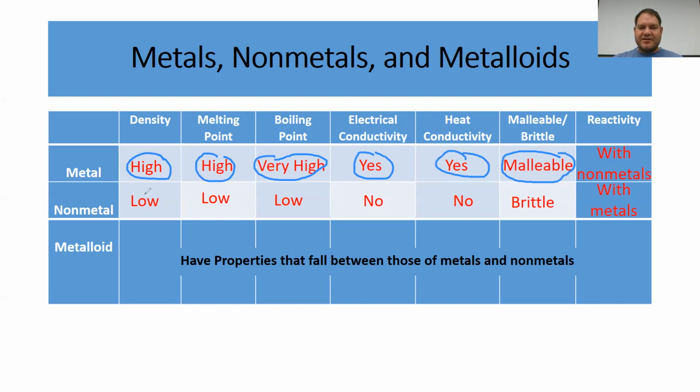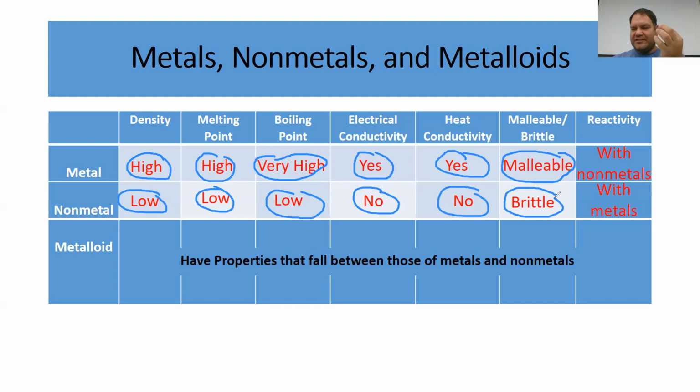The nonmetals are just the opposite. Look at this: low densities, low melting points, low boiling points. They will not conduct electricity usually. They will not conduct heat usually, and they're brittle. They're not malleable. If they're solid, they're brittle solids, and they crumble into small little pieces into powder. Okay, so they're very brittle, and they're reactive with the metals. So metals and nonmetals are just opposite of each other.